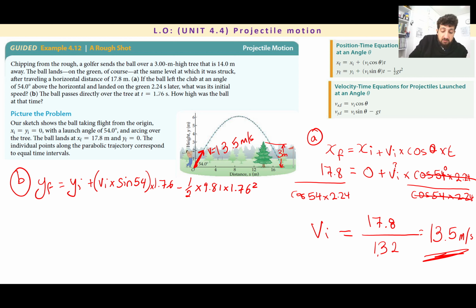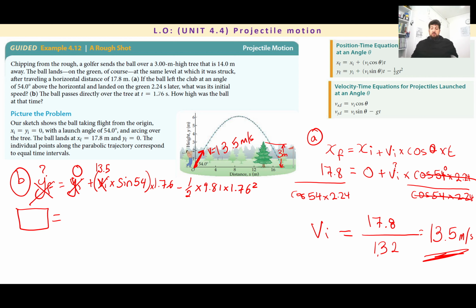So do we have the final position and the initial position? We're looking for the final position, so we don't have that. That's what we're looking for. The initial position we do have. What was the initial position in y? It was 0. In fact, the initial positions in the x-axis and the y-axis were both 0, so we can replace that with 0. And we have everything else. Do we have Vi? We've just worked out Vi, so 13.5. All we need to do is plug it into the calculator, and that will give us the final position.